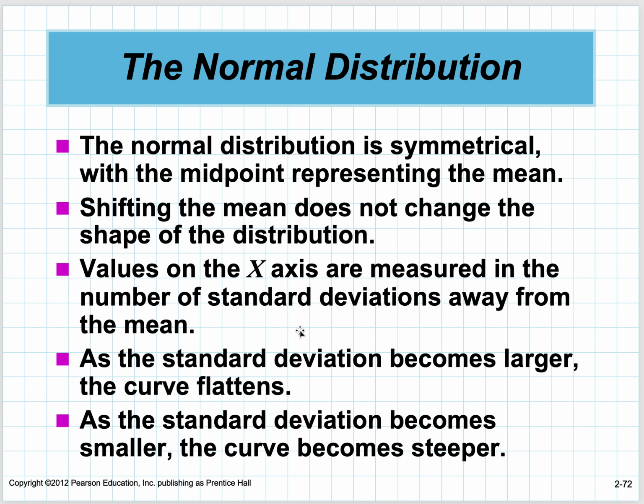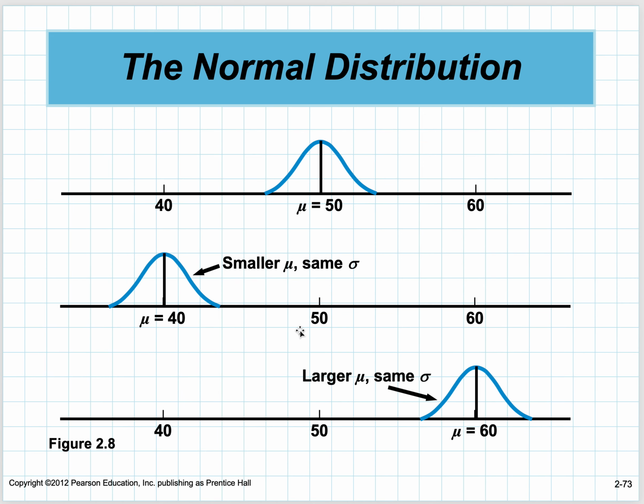As the standard deviation becomes larger, the curve flattens. As the standard deviation becomes smaller, the curve becomes steeper. The area underneath the curve is always 1. That's why it gets flatter or it gets steeper, depending on how big the standard deviation is. So here's 3 examples. Here's a normal distribution with a mean of 50 and some standard deviation. It's that bell-shaped curve.